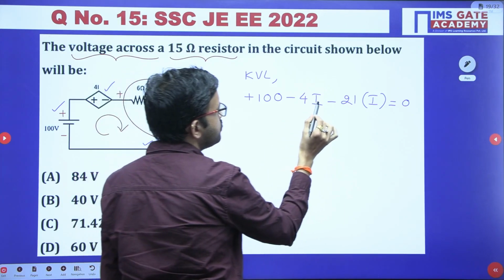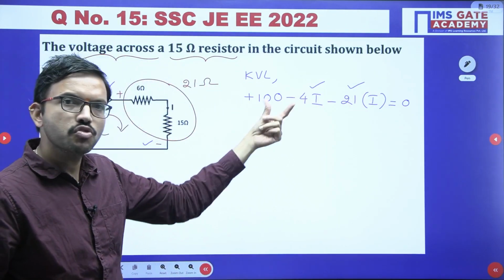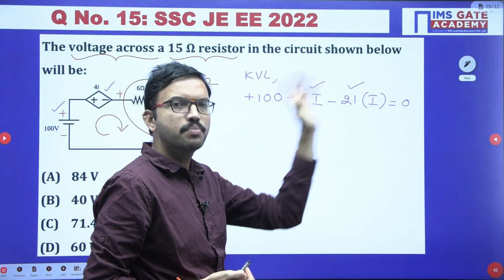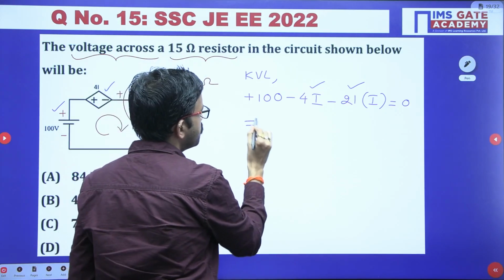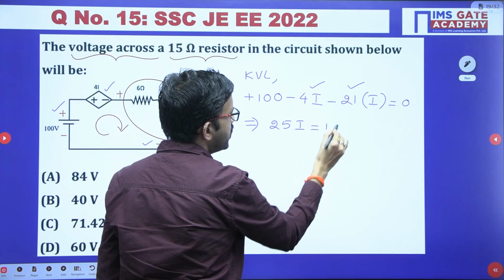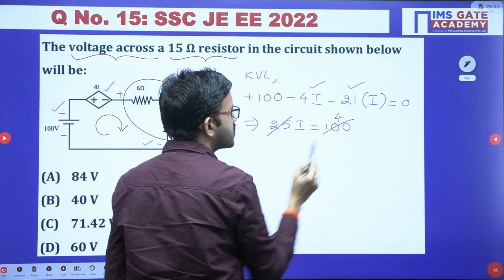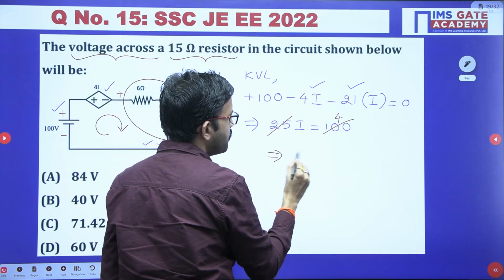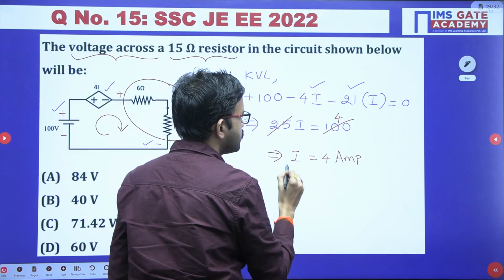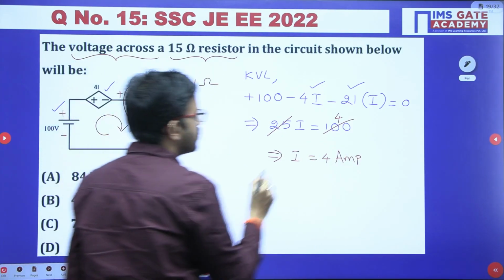So here 4i and 21i both have negative sign, so we can add them together. You are getting 25i. We can bring it to the right hand side, it will become positive. So from here you are going to get 25i is equal to 100. So 25 four times, that means I equal to 4 ampere.